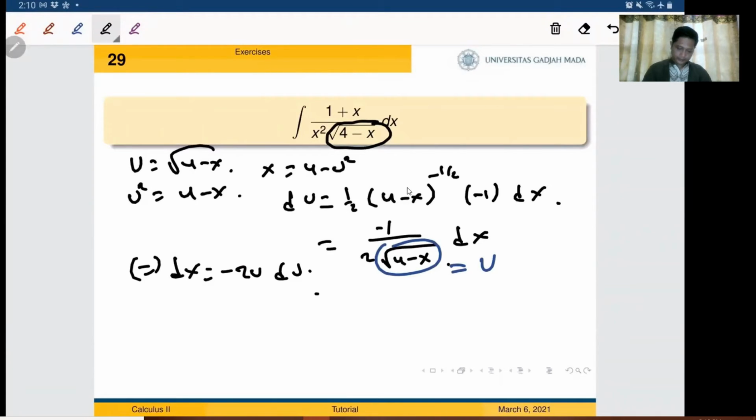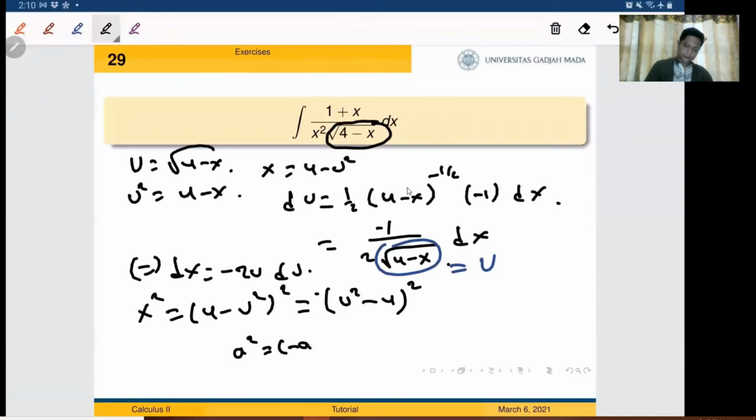I also have x square. X square is 4 minus u square, right? But to make it easier, I prefer this form. That's basically the same thing, right? Because we have u square is equal to 4 minus x. Okay, so try to change everything.